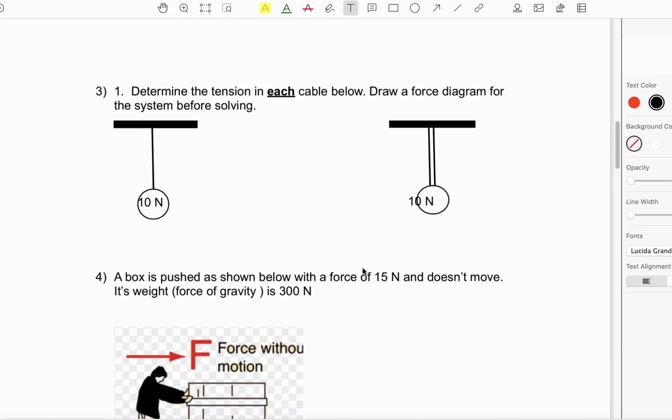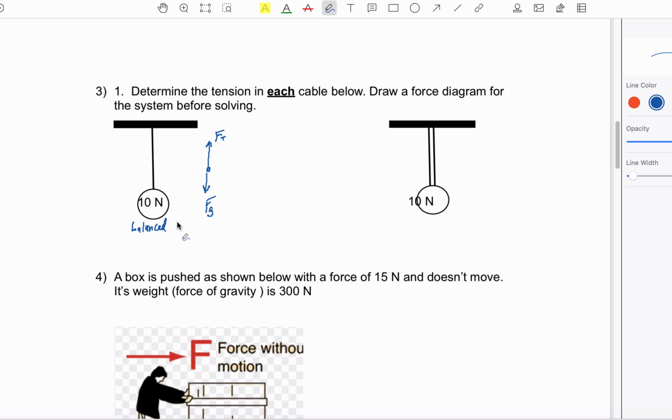Now we want to determine the tension in each cable by drawing a force diagram for the system. So first, here we have this mass. There's a tension force acting up, and there's its weight force acting downwards. Now, this object is standing still. That means the forces are balanced. Not moving means balanced.